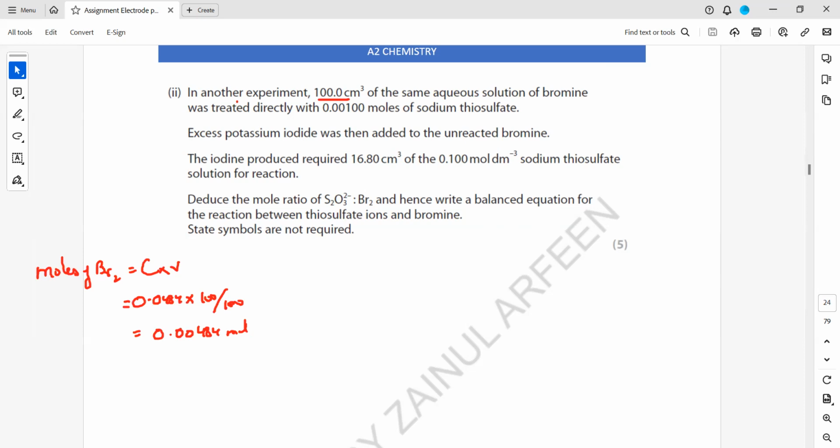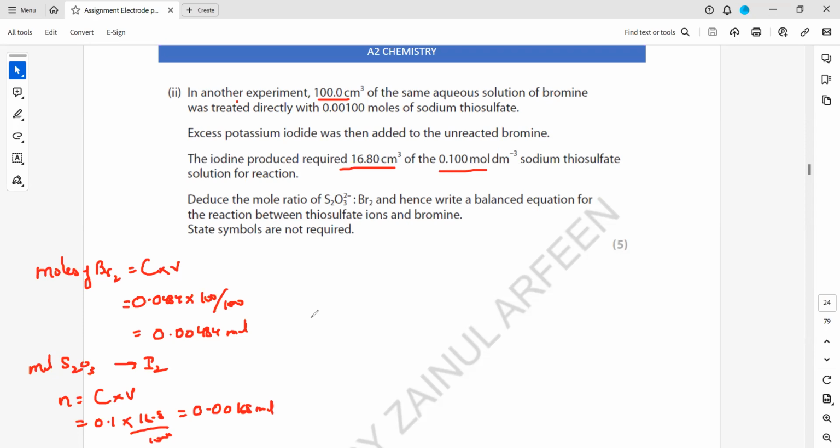Then the moles of thiosulfate which reacted with iodine. The iodine which is produced reacted with thiosulfate. So we can use moles equals concentration times volume. The concentration is 0.1 and the volume is 16.8 divided by 1000. This will give us the moles of thiosulfate which reacted with iodine: 0.00168 mole.